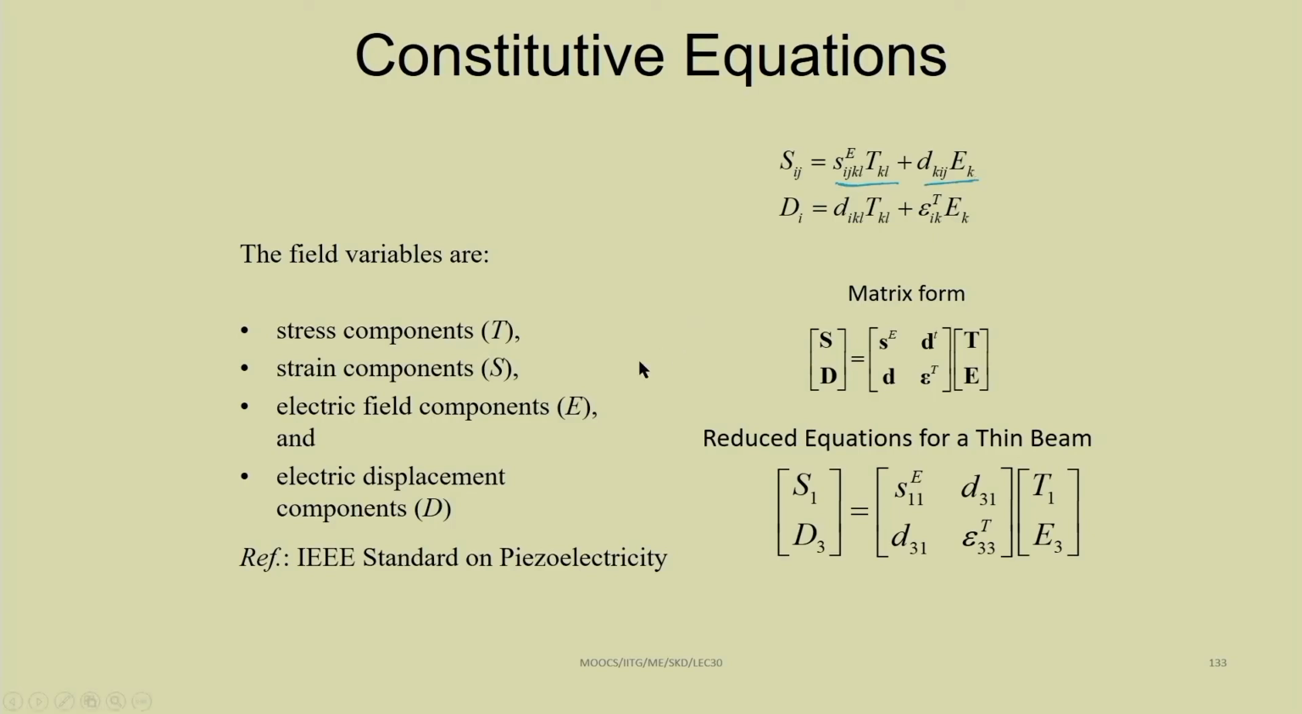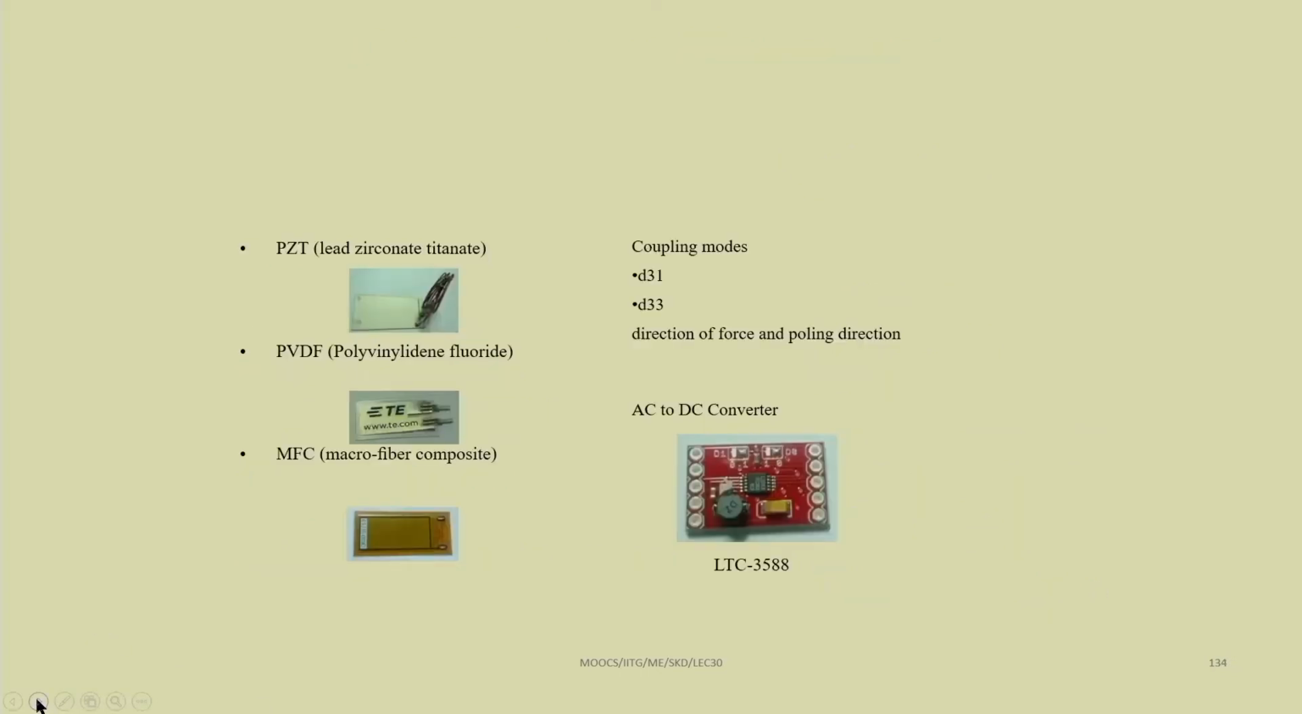So, we can find this constitutive equation, that is the reduced equation. Here, the stress component is T, the strain component is S, the electric field component is E and the electric displacement component is D. By using this, the stress-strain relation can be obtained using this matrix, and by using this we can easily derive the equation of motion.